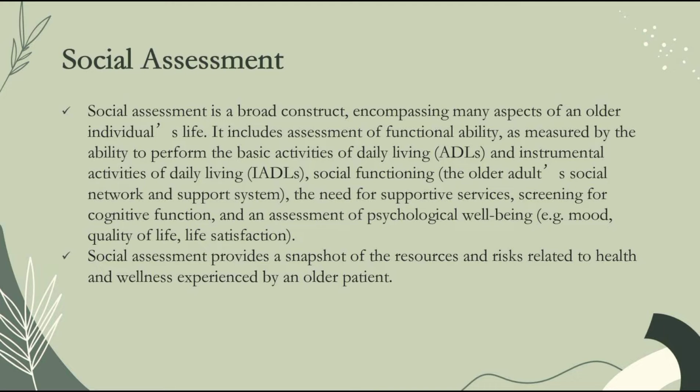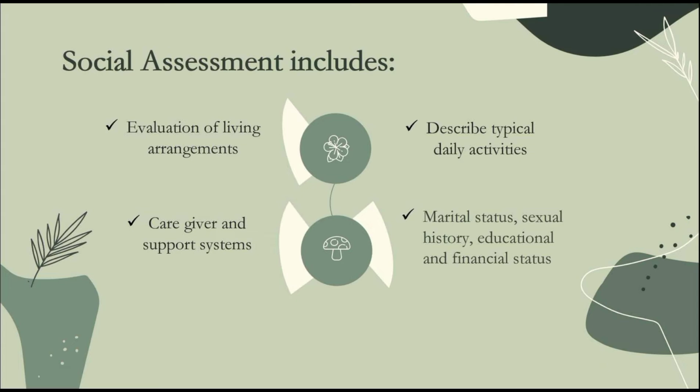Social assessment provides a snapshot of the resources and risks related to health and wellness experienced by an older patient, regardless of whether an older person lives in the community or in an institution. The social assessment includes evaluation of living arrangements. Describe typical daily activities like hobbies, leisure activities, socialization activities and contacts, pastoral or spiritual activities, and driving activities. The caregiver and support systems.